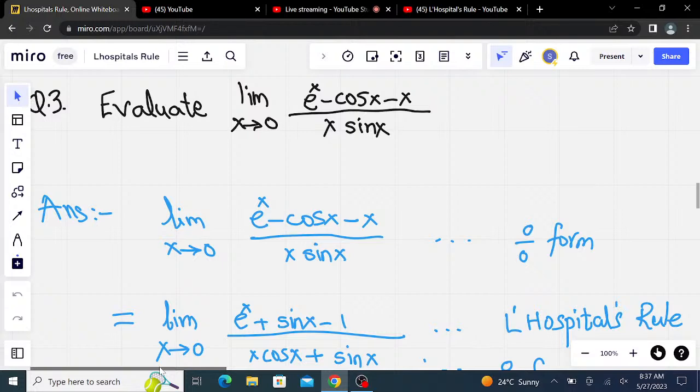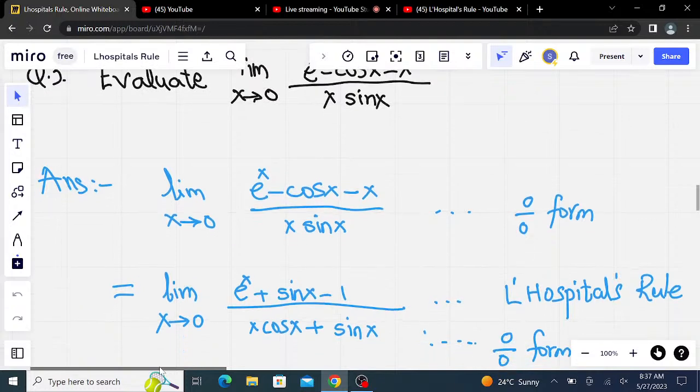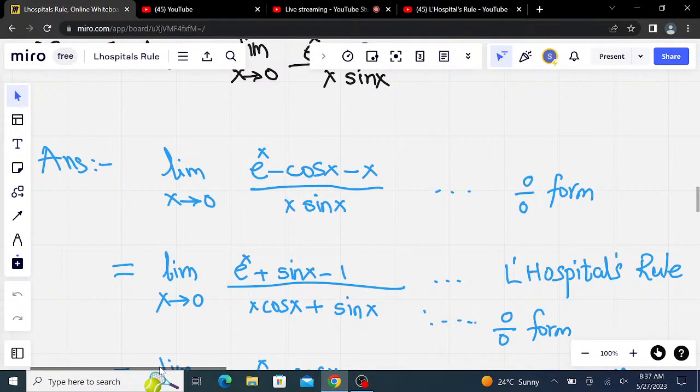So let us apply L'Hopital's rule. What we need to do is differentiate the numerator separately and differentiate the denominator separately. You can see e raised to x has derivative e raised to x. Cos x has derivative minus sin x, so it becomes e raised to x plus sin x minus the derivative of x, which is 1. In the denominator, we applied the product rule: x as it is, derivative of sin x is cos x, plus derivative of x is 1, sin x as it is. So this was the L'Hopital's rule we applied.